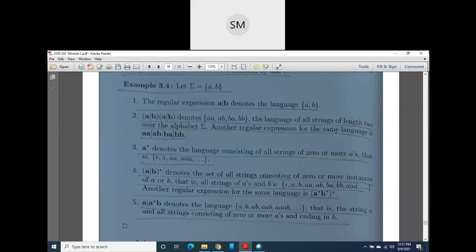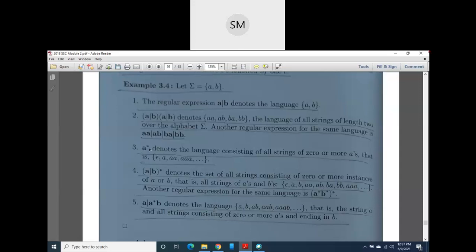Then any regular expression for the same language: if you want to get the same language AA, AB, BA, BB, then you can use this regular expression also, that is AA union AB union BA union BB. By doing this also, we can get the same language, but instead of writing like this, we have written it in a very short form: A union B concatenated with again A union B. But here parentheses are very important, otherwise its meaning becomes B union with A, or A union with B. So parentheses are very important here.